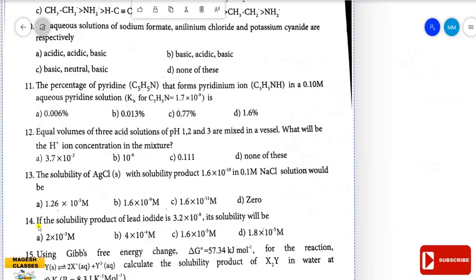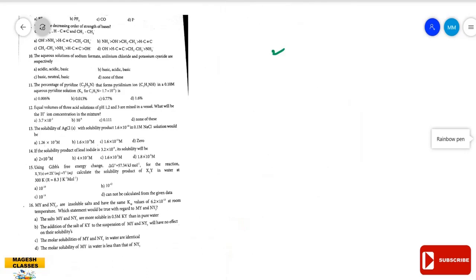Question number 14. If the solubility product of lead iodide is 3.2 into 10 power minus 8, then the solubility will be the solubility of the silver iodide. Lead iodide, that is PbI2. It dissociates to give Pb2 plus and 2I minus. Writing the Ksp, the number of Pb2 plus ion is 1.